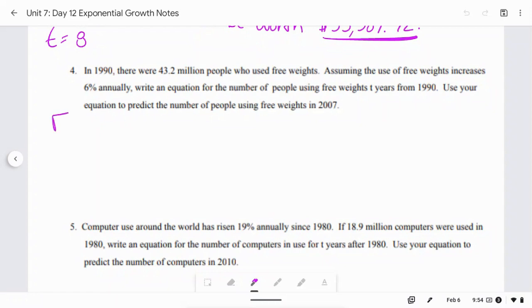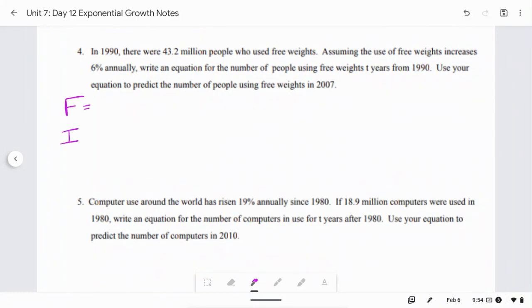So again, I'm going to start off by defining my variables. So F, I, R, and T. I'm looking for a final or future amount, so that would be my question mark. The initial amount is a really big number. It's 43.2 million. So if you don't want to add all of the zeros, you can leave it as 43.2, but in your final answer, you just have to add the word million. The rate, I'm going to do 6 divided by 100 to get the rate as a decimal, which is 0.06.